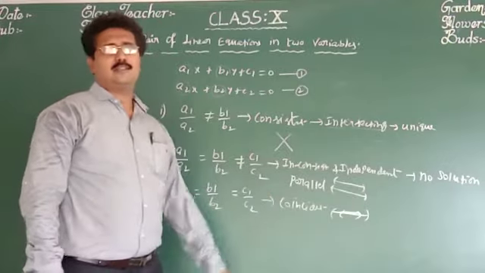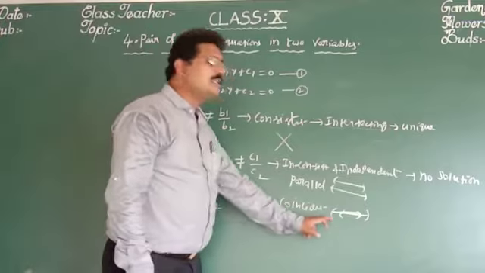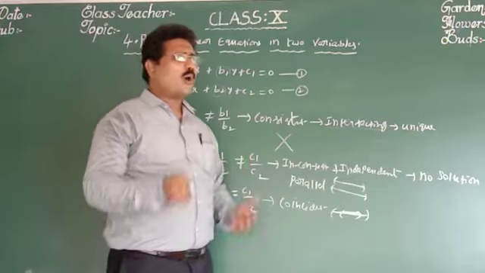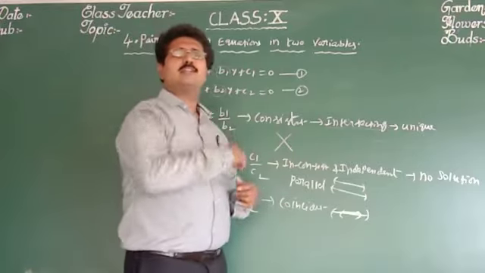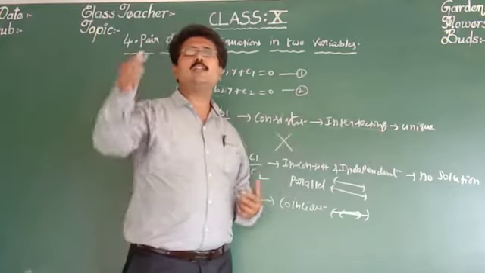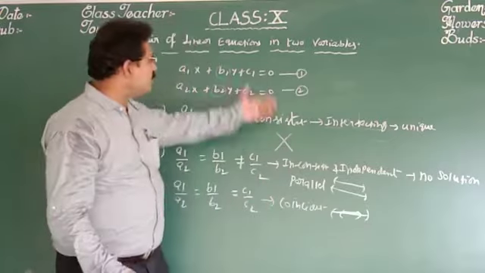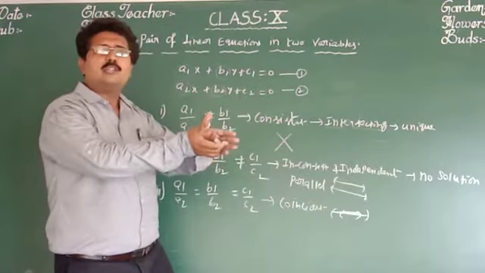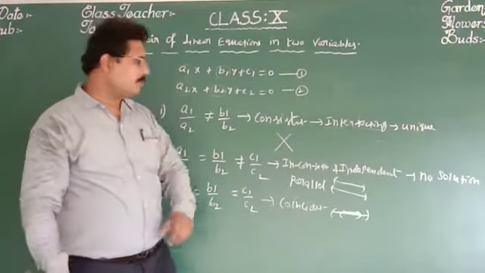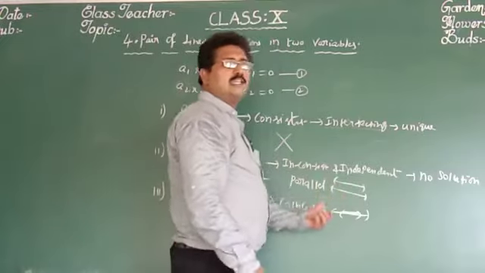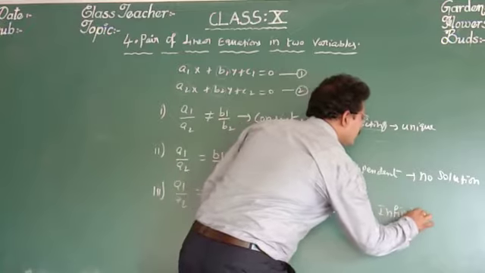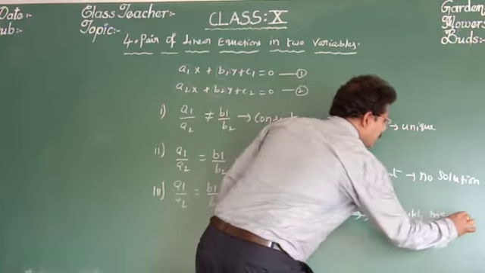These are dependent lines, coincident lines. So that means it contains infinitely many solutions. Why infinitely many solutions? We already discussed in the first class that ax plus by plus c is equal to 0, every linear equation has infinitely many solutions. These two linear equations combined together, coincident lines, again become a single linear equation. That's why that linear equation has infinitely many solutions. So coincident lines and dependent lines have infinitely many solutions.